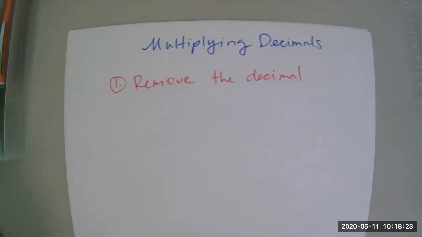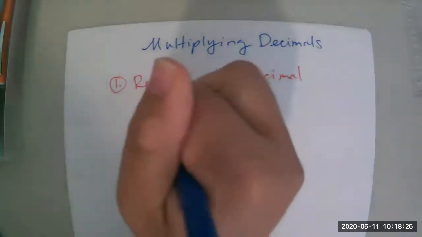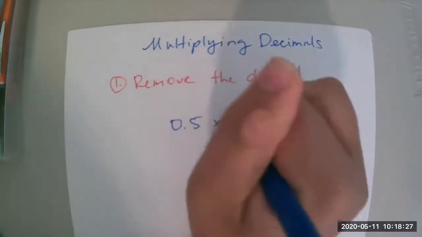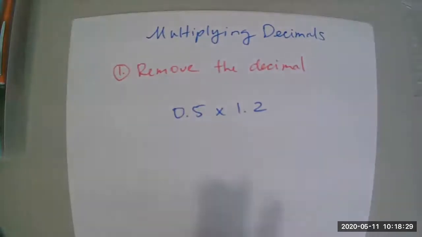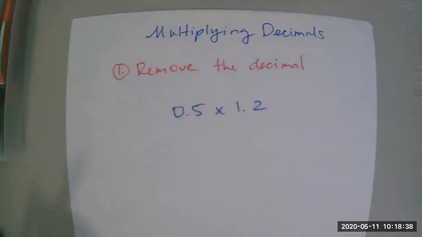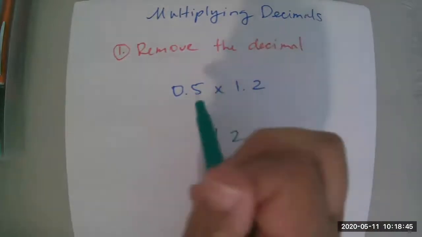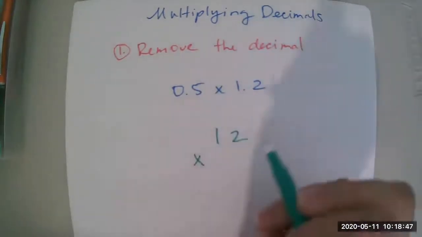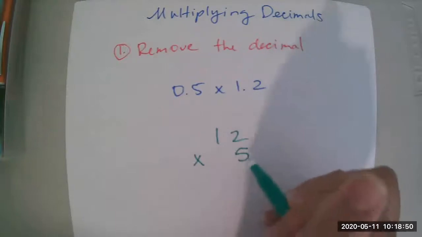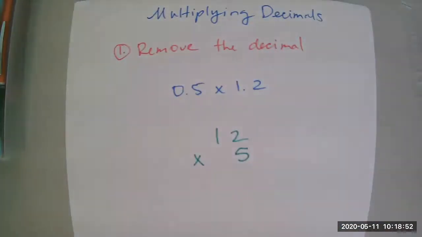So let's look at an example. We have 0.5 times 1.2. First thing I'm going to do is get rid of these decimals altogether. And you can keep the 0 if it makes you feel better. I'm going to go ahead and put the 1.2 on top. So instead of 1.2, it's going to turn into a 12. And then instead of 0.5, it's just going to turn into 5. Or if you want 0.5, but that's really not going to make any difference to the problem. So I'm just going to go ahead and put 5.